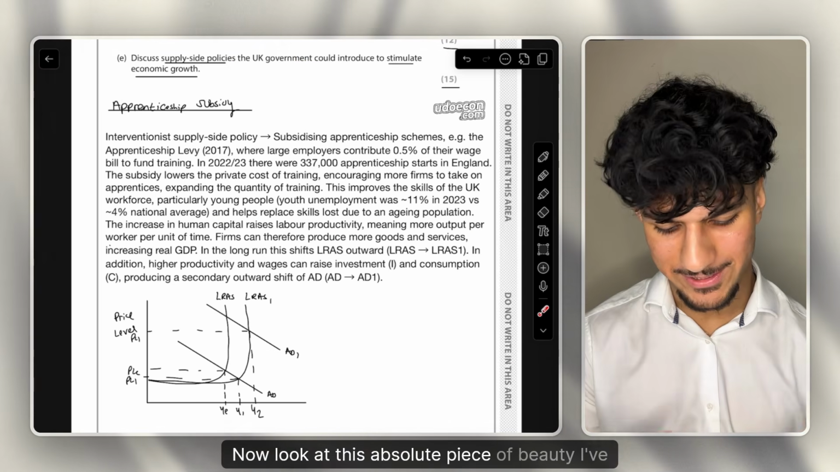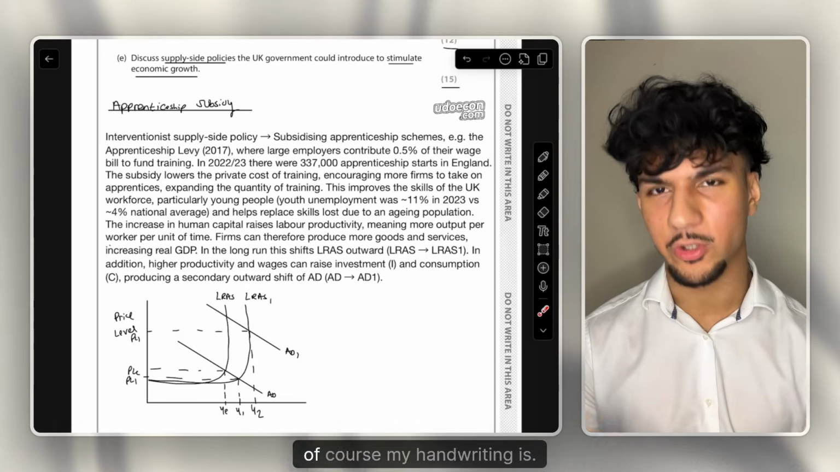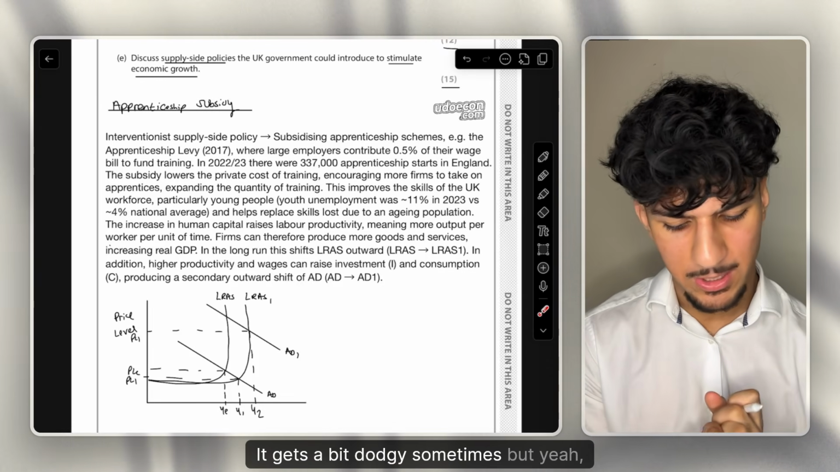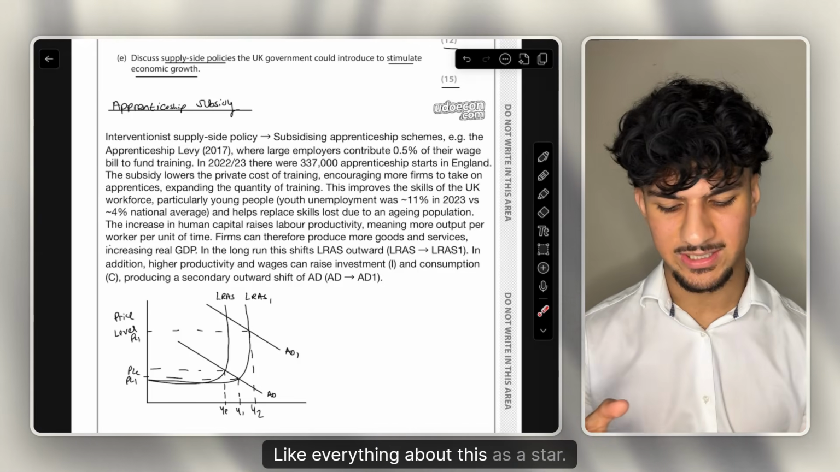Now look at this absolute piece of beauty I've crafted for you guys. I've written up that entire chain of analysis, and of course my handwriting gets a bit dodgy sometimes. But yeah, this is just the epitome of A star. Like everything about this says A star.